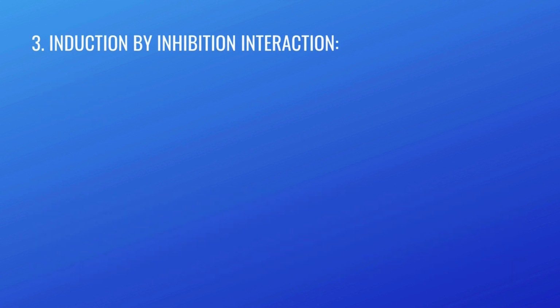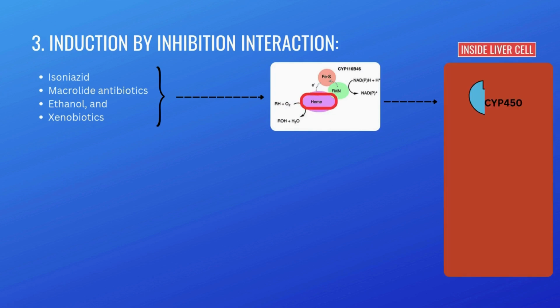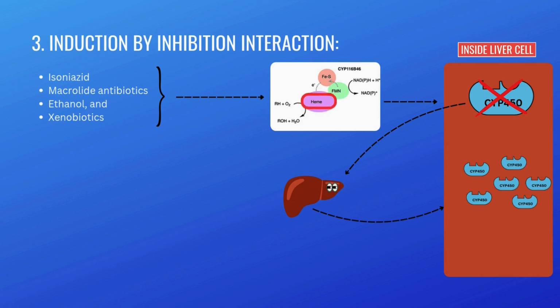So these drugs, isoniazid or macrolide antibiotics or xenobiotics, they all bind to the heme part of the enzyme and cause temporary inhibition of the enzyme. So the liver senses this inhibition and increases the enzyme production to compensate for the loss. Now we have more enzymes, and most important, the newly formed enzymes are more stable ones, so they last longer and metabolize these drugs and the drugs taken along with it.